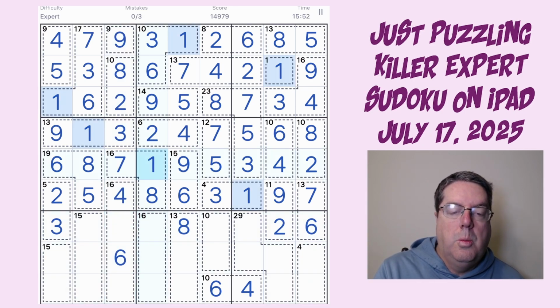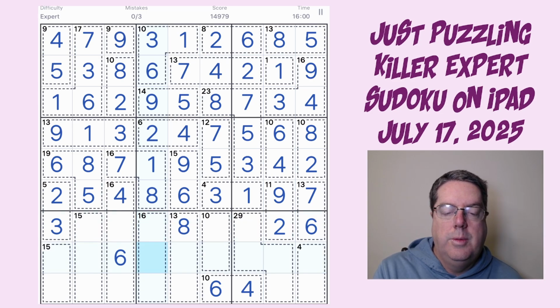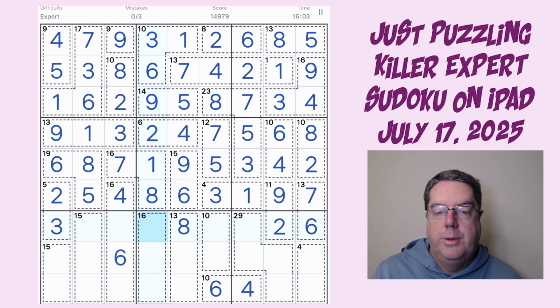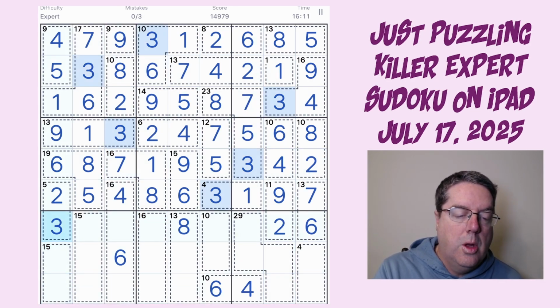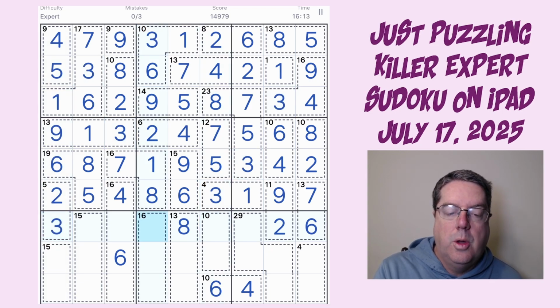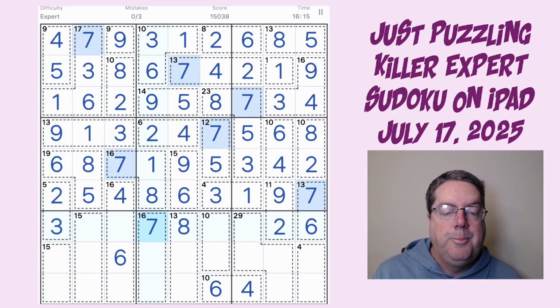5 is in this column, 1, 2, 3, 4. So 4 is here, 5 and 7. 4, 5, 7. But I still don't know. Wait a minute, I do. So 7 is in this column, can't be the top. 7 is in this column, can't be the top. So 7 must be the top here. So that's a 7.